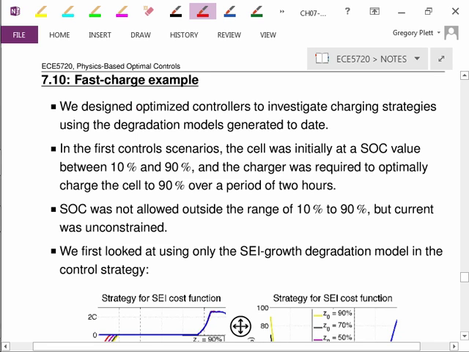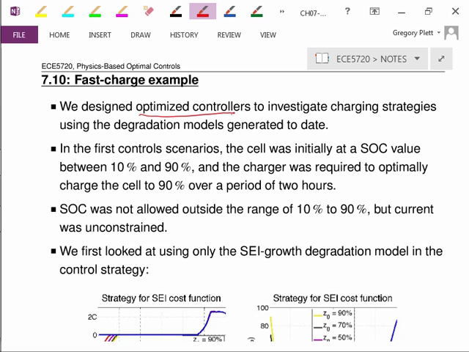We're now going to look at some results of the nonlinear programming optimizations that we talked about in the last section of notes. We ran some simulations where we designed some optimized controllers using fmincon to look at some different fast charging strategies, and we used the degradation models that we've talked about earlier in this chapter of SEI formation and growth and the lithium plating on overcharge.